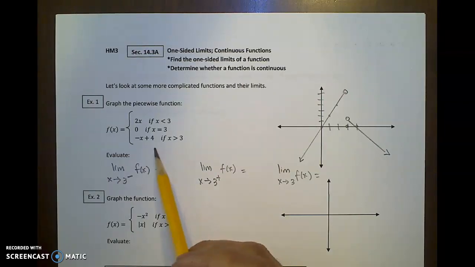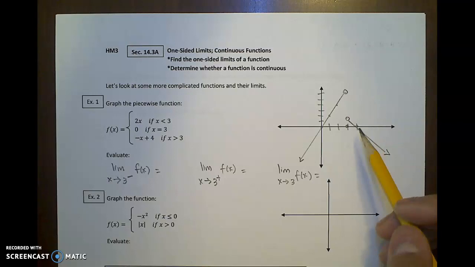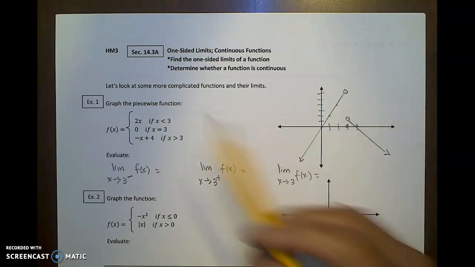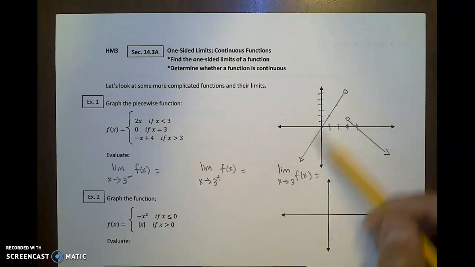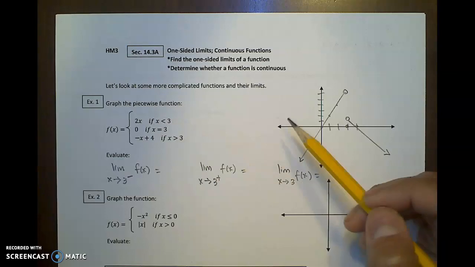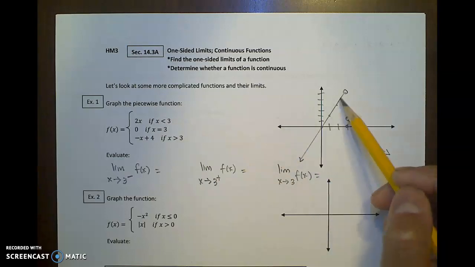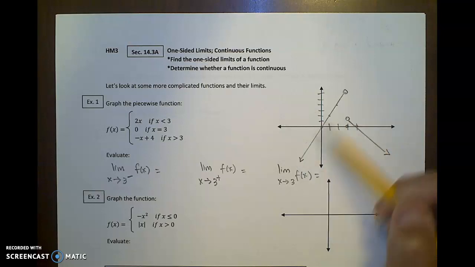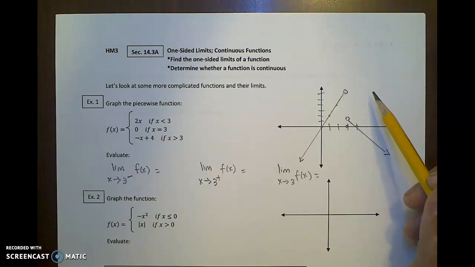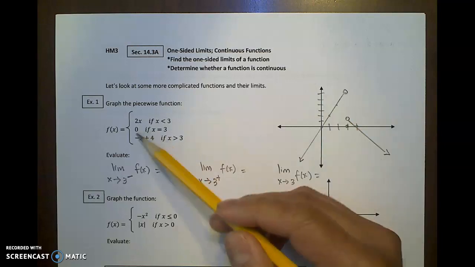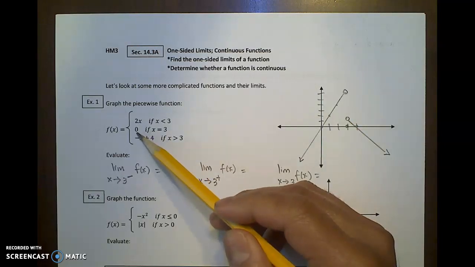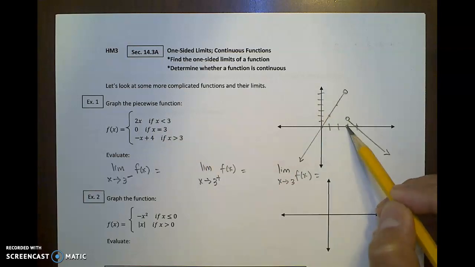Here's our piecewise function. This one has 3 pieces, and I went ahead and graphed these functions, so we can look at it in terms of the graph as well. Here is the graph for the part of the function where the domain is less than 3. 2x is going to be a line, but since it only goes up to 3 and not including 3, we're going to have this hole, this place where the function is undefined. Here we have the function equal to 0 when x is equal to 3, so that's what this point is right here.